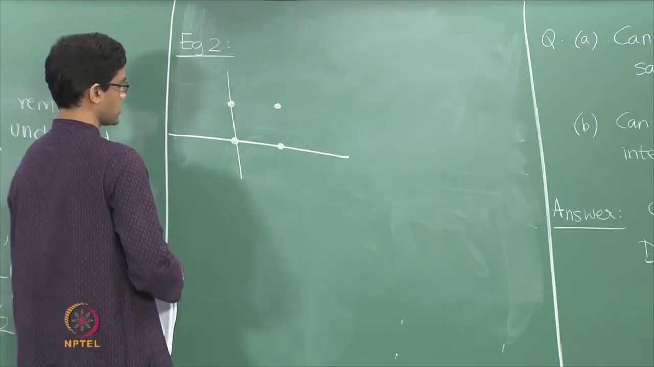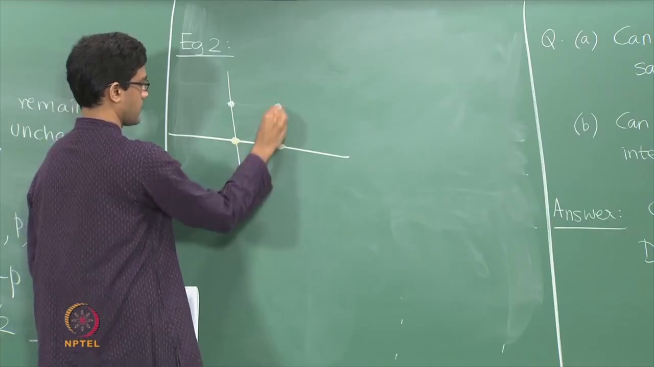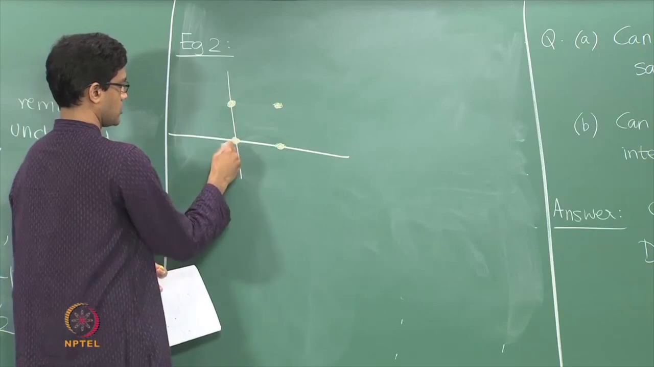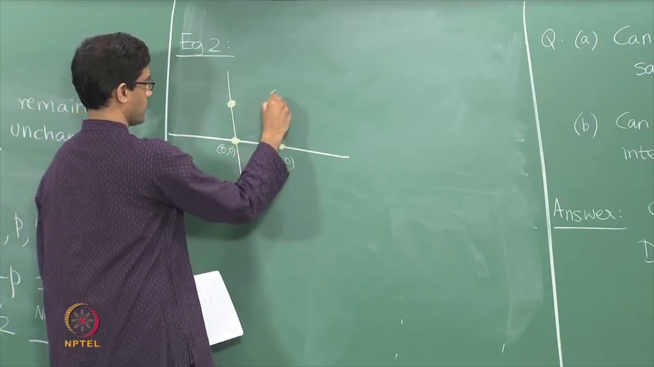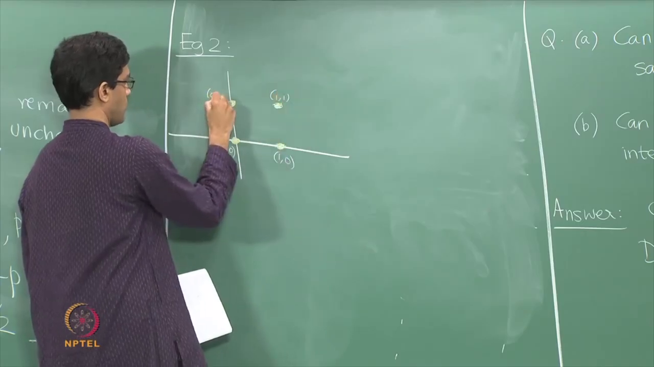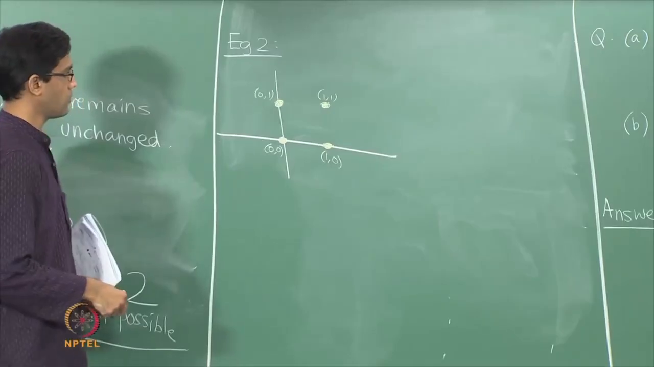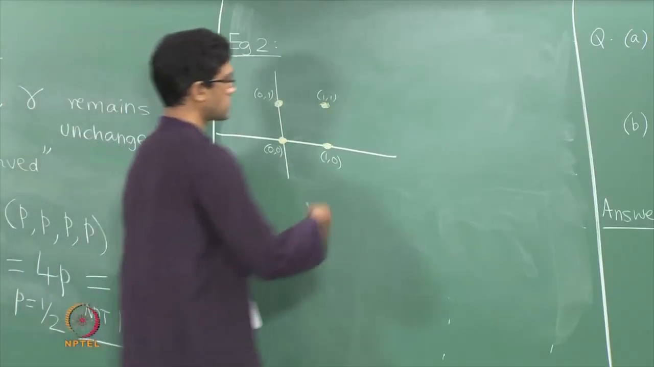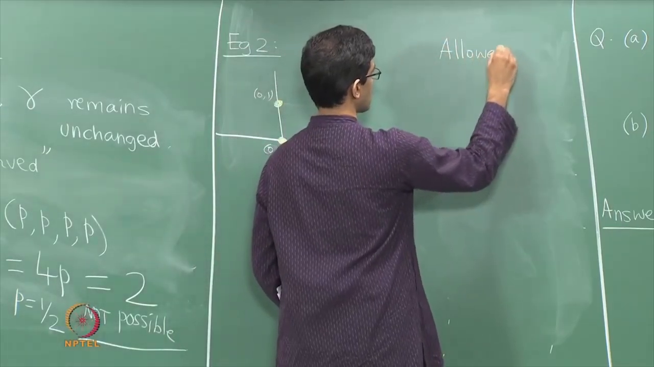So what are these points? Maybe I should have colored them yellow. So these are 0, 0, 1, 0, 1, 1, and 0, 1. So I place four coins on the plane. And now I need to tell you how the evolution takes place. So what are the rules for evolving the system? Here are the allowed moves.